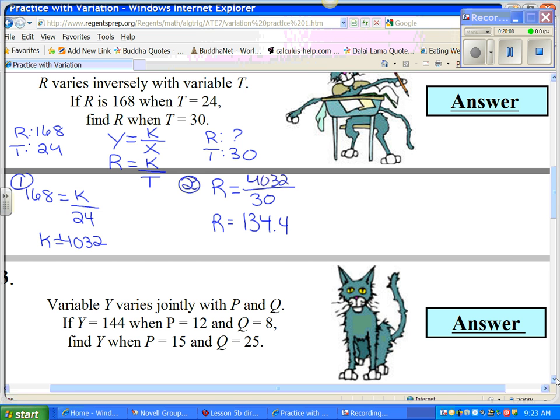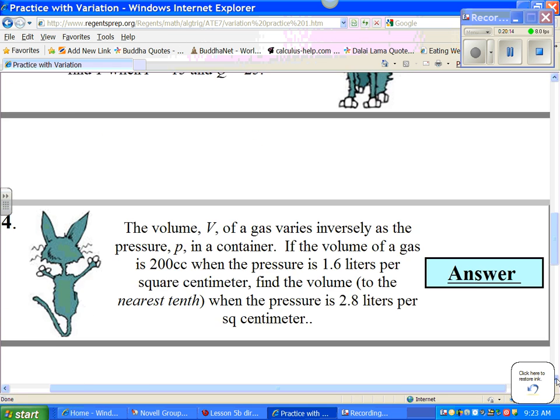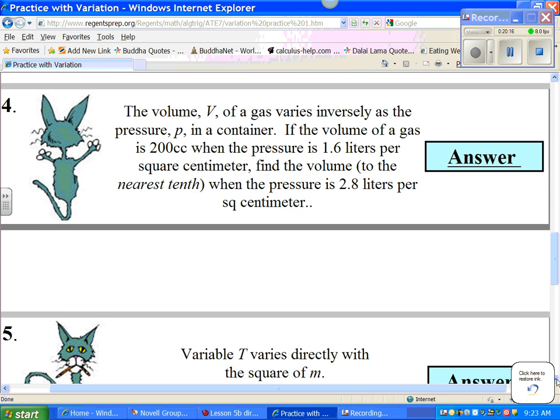Varies jointly would be directly, yeah. All right, so I want you to try number 4. I'm going to pause the video here, try it at home, and then come back when you're ready.